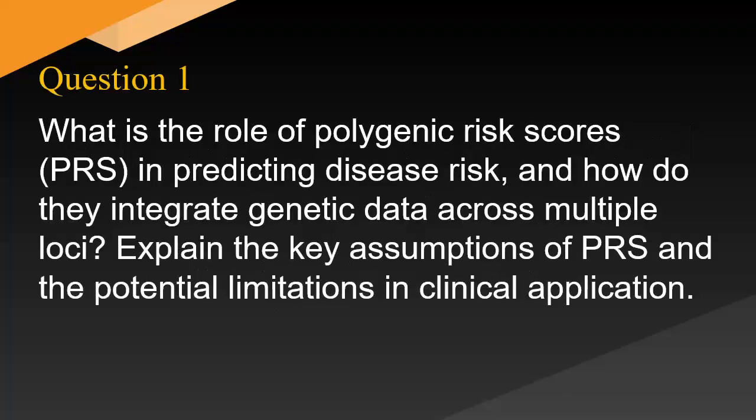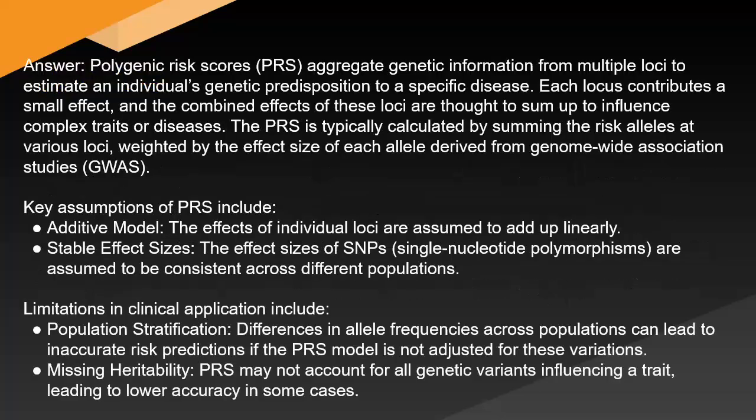What is the role of polygenic risk scores (PRS) in predicting disease risk, and how do they integrate genetic data across multiple loci? Explain the key assumptions of PRS and the potential limitations in clinical application. Answer: Polygenic risk scores aggregate genetic information from multiple loci to estimate an individual's genetic predisposition to a specific disease. Each locus contributes a small effect, and the combined effects of these loci are thought to sum up to influence complex traits or diseases.